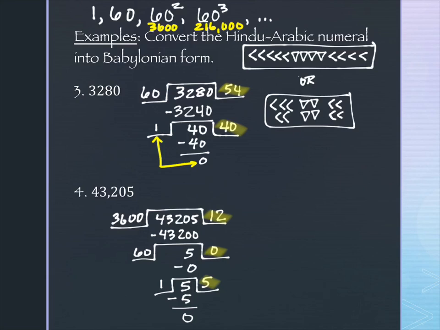How do I draw the number 12? One arrow and 2 triangles. How do I draw the number 0? You can't. And that's a problem. Let's move on. How do I draw the number 5? 5 triangles. We put them next to each other, don't we?